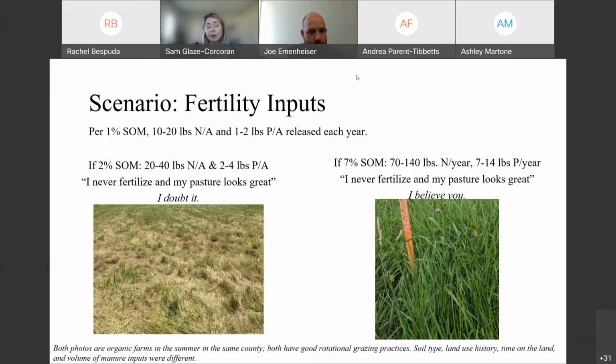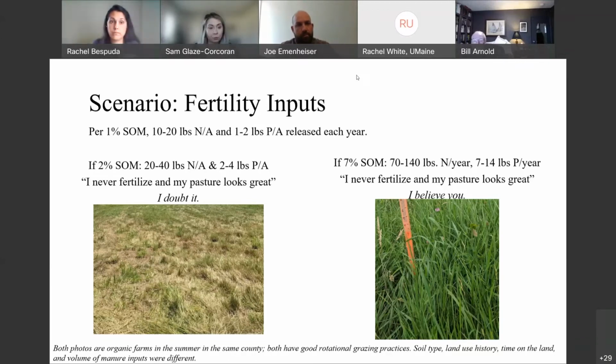That's going to release about 20 to 40 pounds of nitrogen in the season and about 2 to 4 pounds of phosphorus. And that's not enough to support plant growth. That's not enough to sustain a long-term grazing program. And that soil can't support an organic farm that is not able to, of course, put in synthetic fertilizer. And we know that compost and manure and things like that can be very expensive.